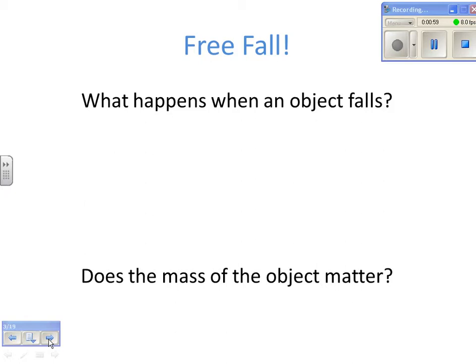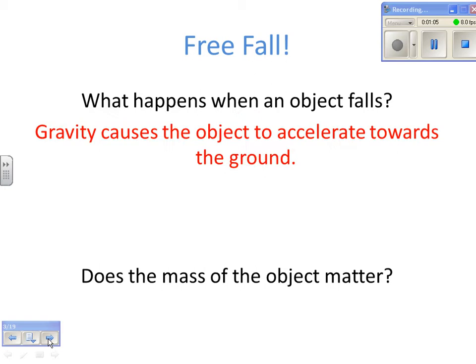All right, so what happens when an object falls? Okay, so we're talking about free fall. So what exactly happens? Gravity causes the object to accelerate towards the ground. We talked about that before because, remember, objects accelerate due to gravity, because gravity is an acceleration, and the unbalanced force is its weight.